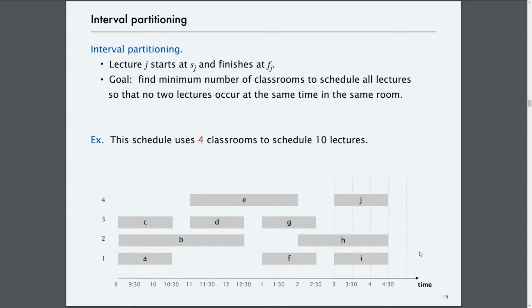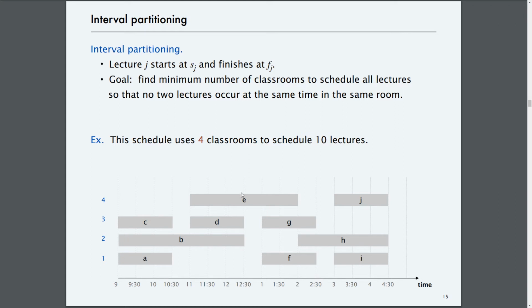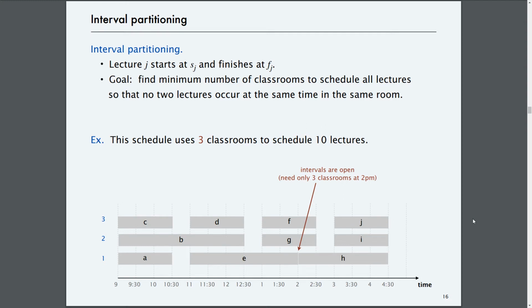So for example, here we have a schedule which uses 4 classrooms, and there are 10 lectures in total. However, we could change the schedule. So note the change here. We move E and H down to the bottom. F and I go up here, and then J moves down here. So now we have just 3 classrooms being used.